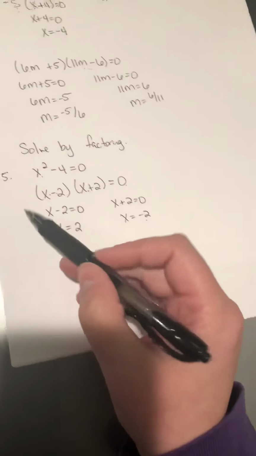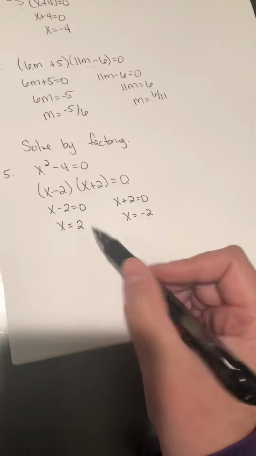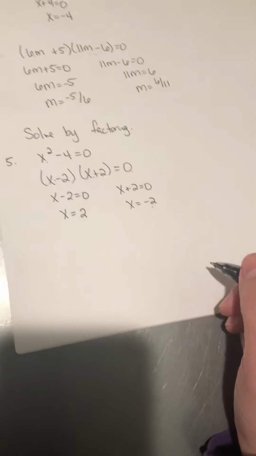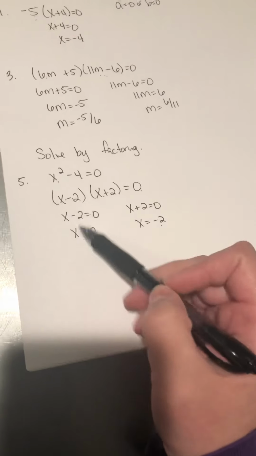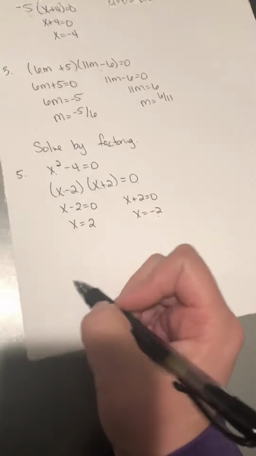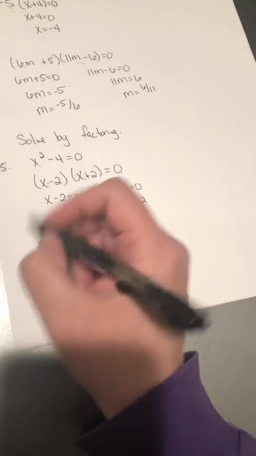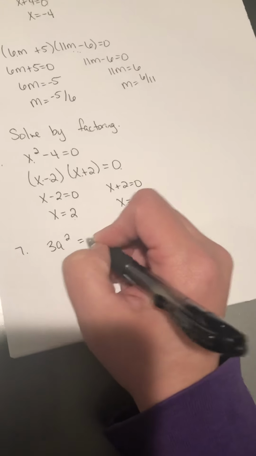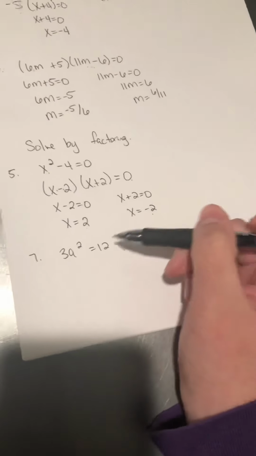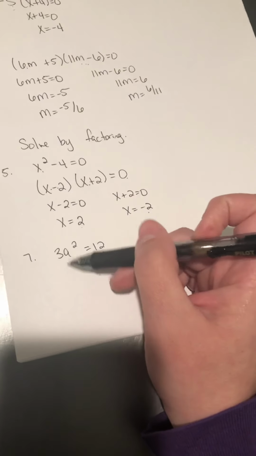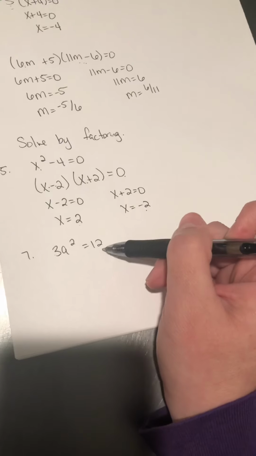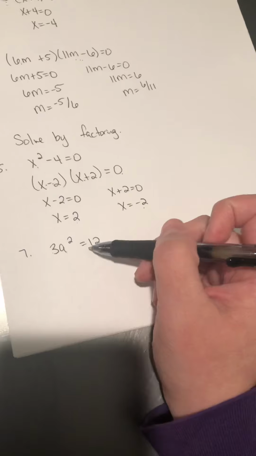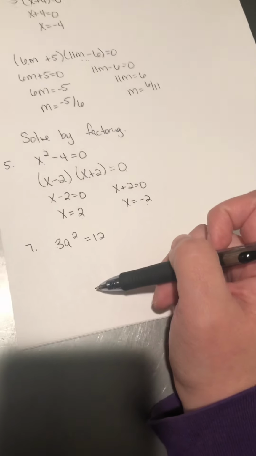So when you have a square, you'll have two solutions unless it's a repeated solution, in which case we say it occurs 2 times. But you'll have two solutions normally, unless it's repeated. So for number 7, we have 3a squared is equal to 12. Again, you could solve this by radicals. You could divide by 3; 12 divided by 3 is 4. Take the square root of both sides, do plus or minus. You'd have a is equal to plus or minus the square root of 4, which is again plus or minus 2.